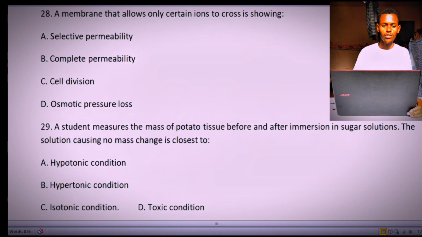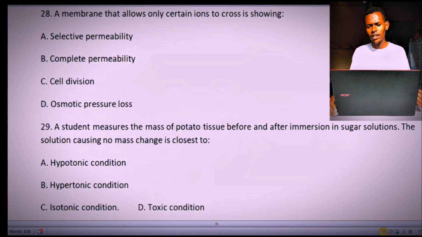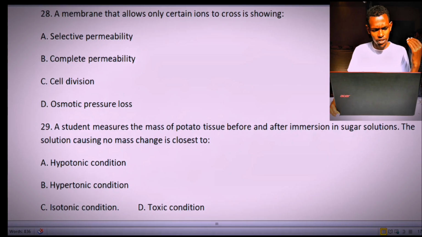Okay, let's go into the 29th question. A student measures the mass of potato tissue before and after immersion in sugar solutions. The solution causing no mass change is closest to A. Hypotonic condition, B. Hypertonic condition, C. Isotonic condition, D. Toxic condition. Now it is your turn.